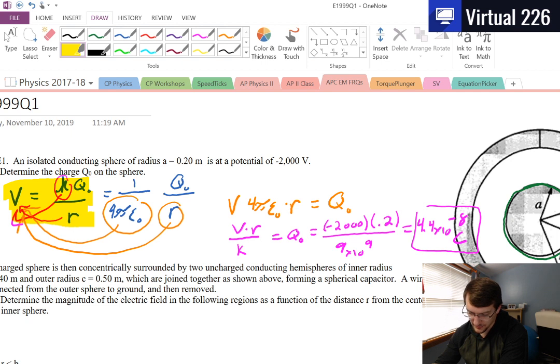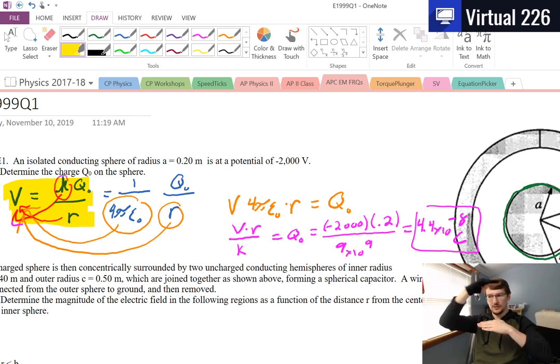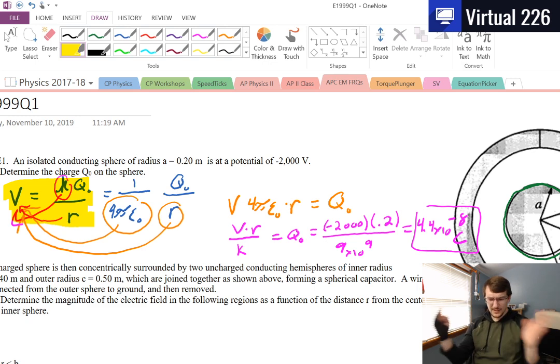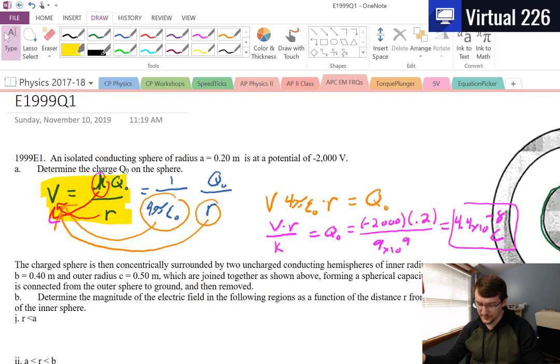And they're joined together forming a capacitor, because I've got a conducting region, and then a blank region, and then another conducting region. So just like parallel plates, conductor, blank, conductor. That's what we have here, but just in a sphere shape. And a wire is connected from the outer sphere to the ground and then removed. So it sets everything up in this capacitor kind of way.